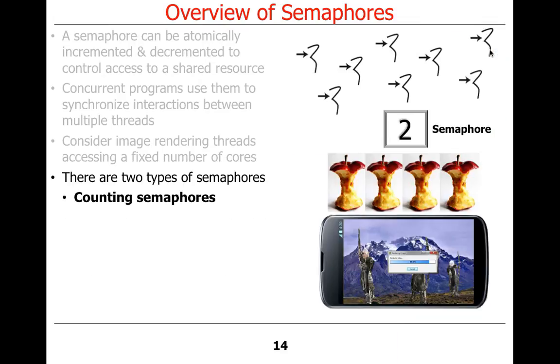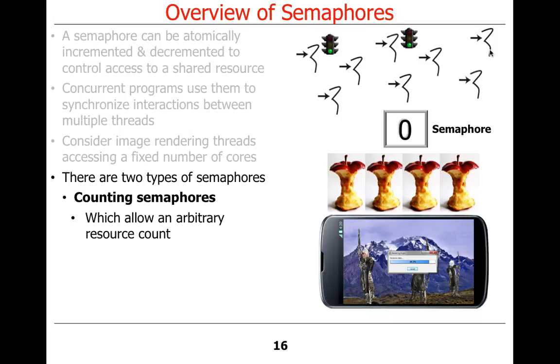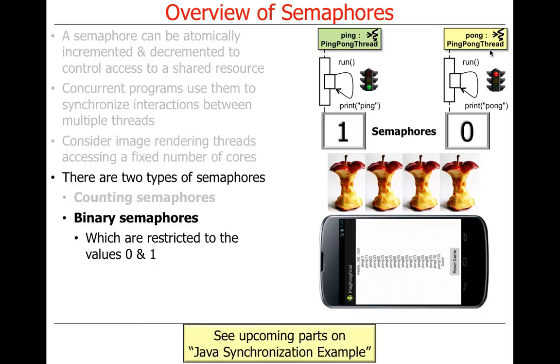There are 2 types of semaphores. Counting semaphores, like what we were just looking at, where you have a count. You can have an arbitrary resource count. We'd use the count of 2 for our image rendering application, which means that 2 threads can be going at a time. And then there's also binary semaphores, where you can either be 0 or you can be 1. So those are the only things.